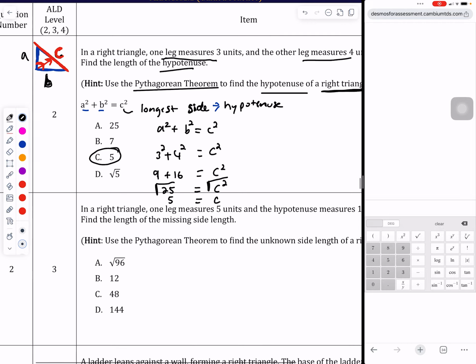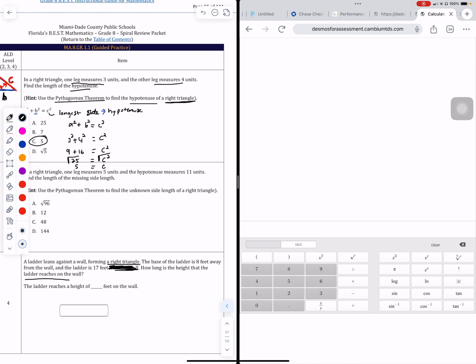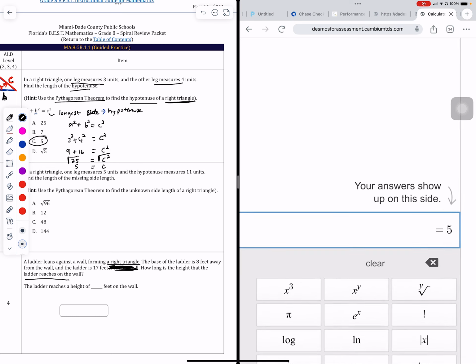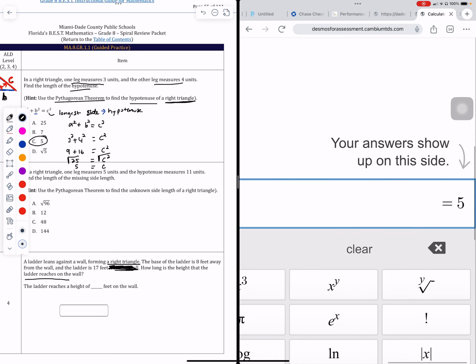So my answer is 5. Now, we could do this directly in a calculator. Because I'm going to take the square root of everything at the end, I usually like to start with the square root first. Because I know I'm looking for C, I could just add the two legs, the square root of the two legs first. So that's 3 to the second power plus 4 to the second power. My answer is 5.